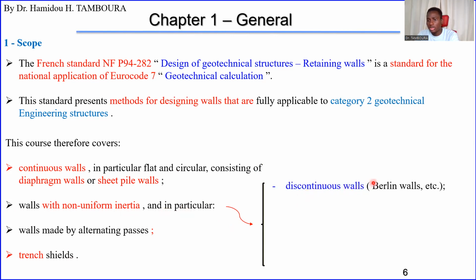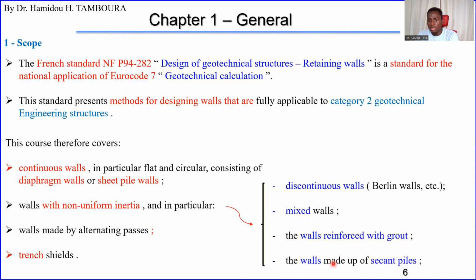Discontinuous walls, we have Berlin walls for this type of discontinuous wall. Mixed walls, walls reinforced with grouts, and walls made up of a second pipe. I will try to explain the meaning of all these points. But remember, we have four types of walls, 1, 2, 3, 4. In this program, I will try to show you how to design all of these. Actually, the design is standing for all these types of wall.